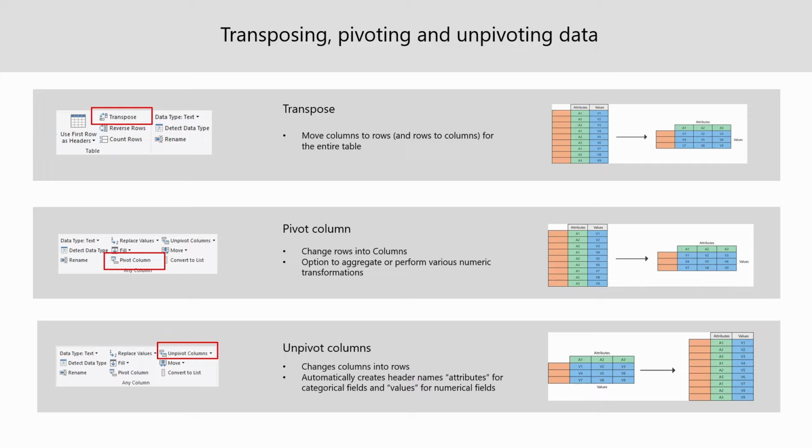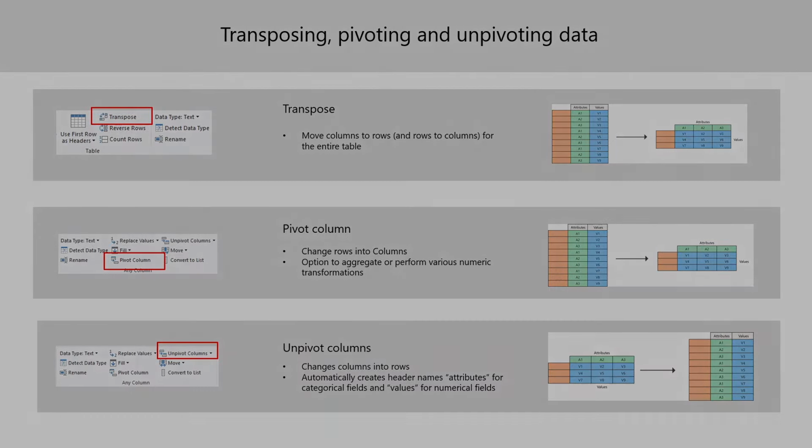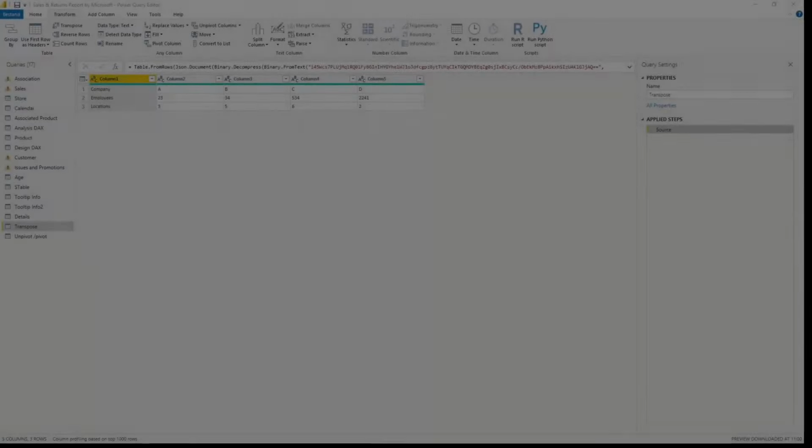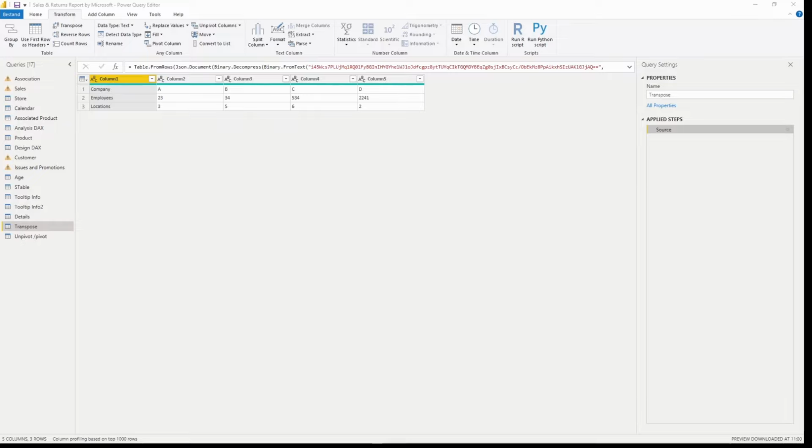Right, so next up is transposing, pivoting, and unpivoting data. Now, before we go into the theory, let's first look at what we're trying to accomplish by using an example. In the first example, we want to have the first row as the first column, as we want to be able to evaluate the different companies. Our transpose function will give us the required layout. But note that this function transforms the entire layout.